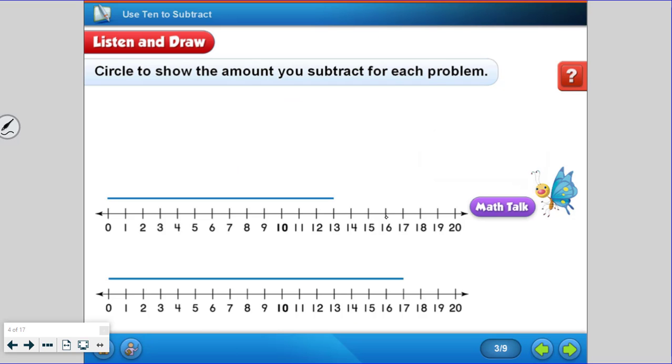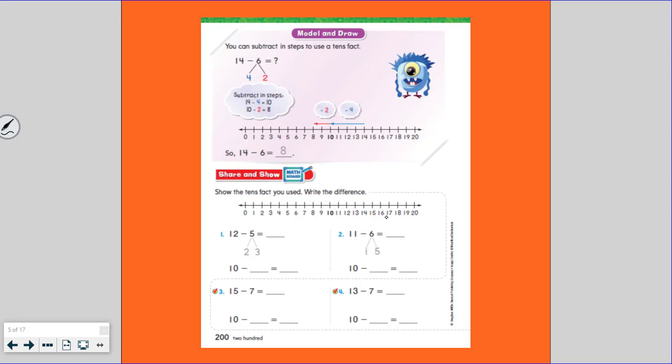So that brings us to our model and draw. So our model and draw says this. It says you can subtract in steps to use a tens fact. So what they're saying is, with a problem like this, with 14 minus 6, I can think of this in another way, okay? To get to 10 on 14, I have to take away the 4 ones. So I write 4 here, and so I have to figure out what 2 numbers added together equal 6.